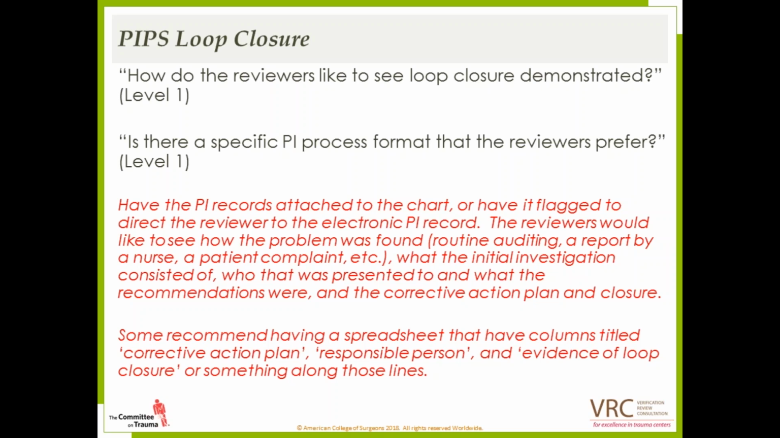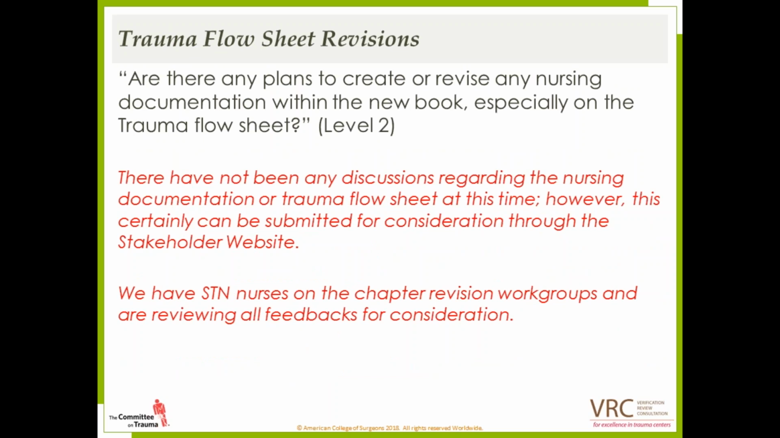Along those lines, what some reviewers would like to see, and again, this varies among reviewers, as many of you who've undergone a review know. Some recommend having a spreadsheet that could have columns titled corrective action plan, responsible person, and evidence of loop closure. You can use anything along these lines to kind of have that summarized for the reviewer. So anything to make that PI process easily accessible to the reviewers and easy to follow and easy to read would be ideal.